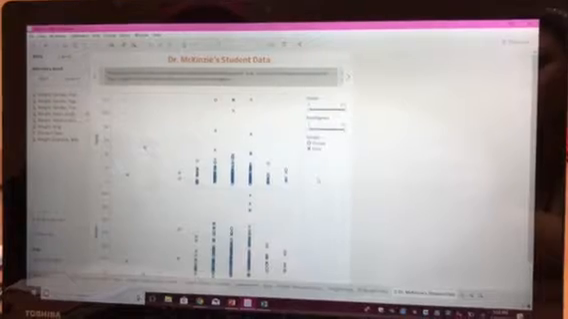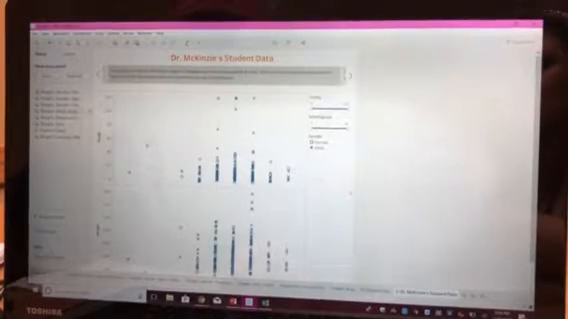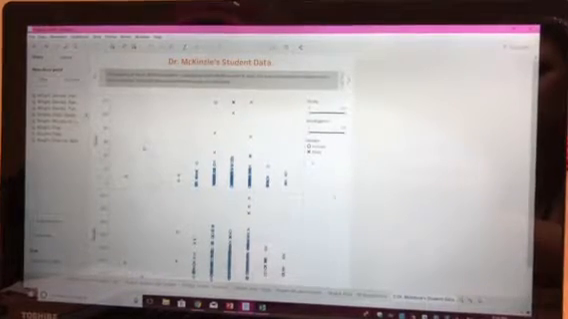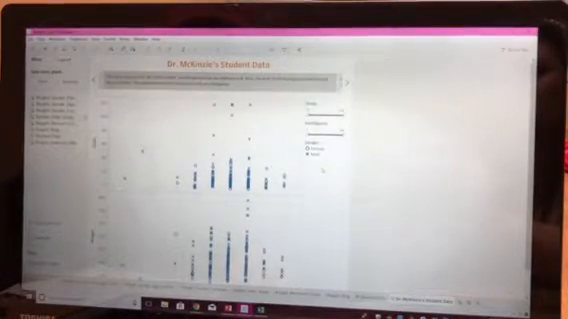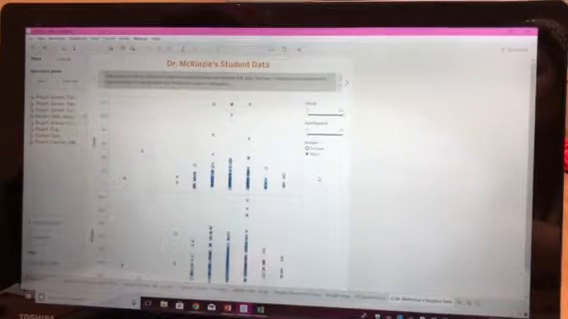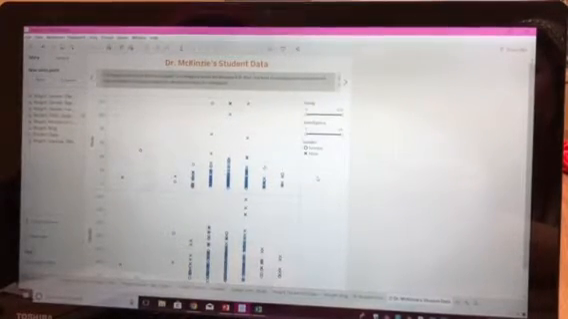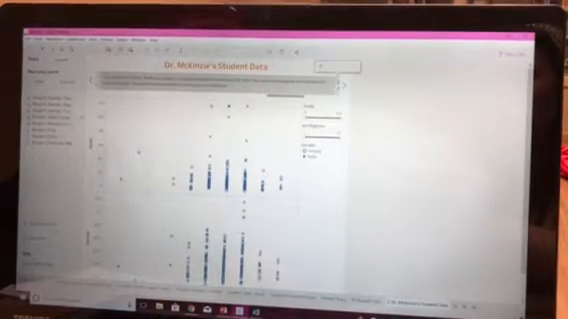For the majority of students in Dr. McKenzie's class, the intelligence levels are between 6 to 8. Also, the level of intelligence correlates with hours studied. The weight does not correlate to study or intelligence.